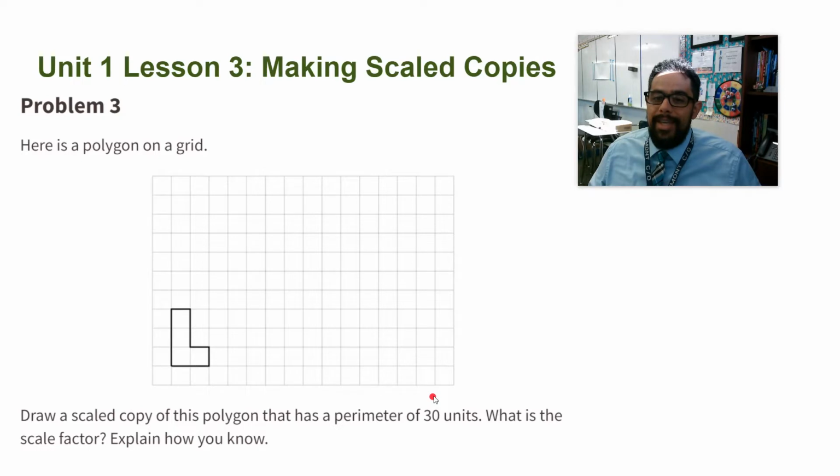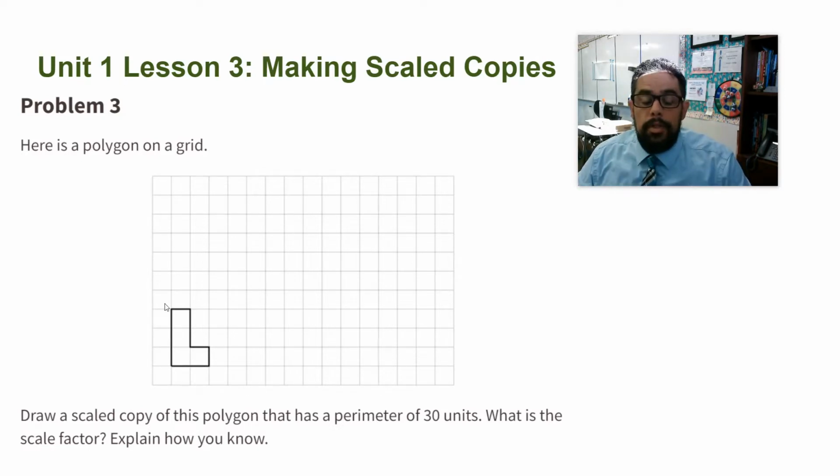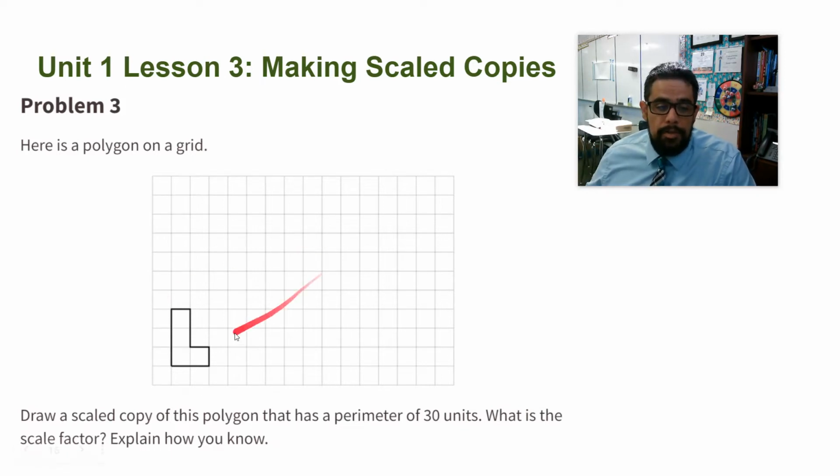We don't know the scale factor, but we know the perimeter of the scaled copy. In order to do this problem, what I'm going to do is find the perimeter of the original polygon, and then use that to find the scale factor. Because I know the perimeter of the scale copy, I'm going to do it this way. Okay, so for the perimeter, I'm going to add up all the sides.